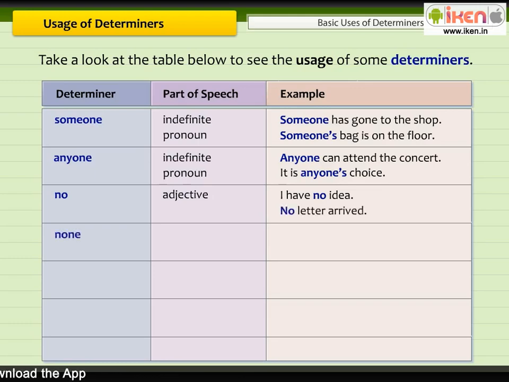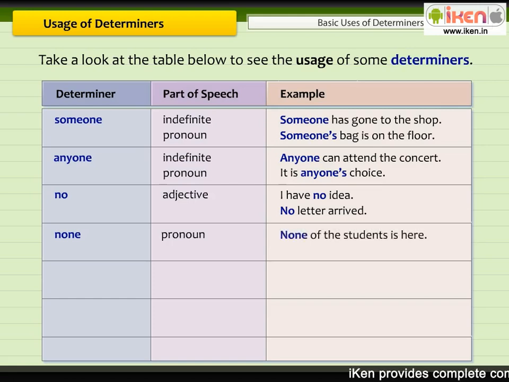The determiner none is a pronoun. It can be used with the phrase none of the. For example, none of the students is here. It can also be used as the subject in a sentence. For example, none will say no.